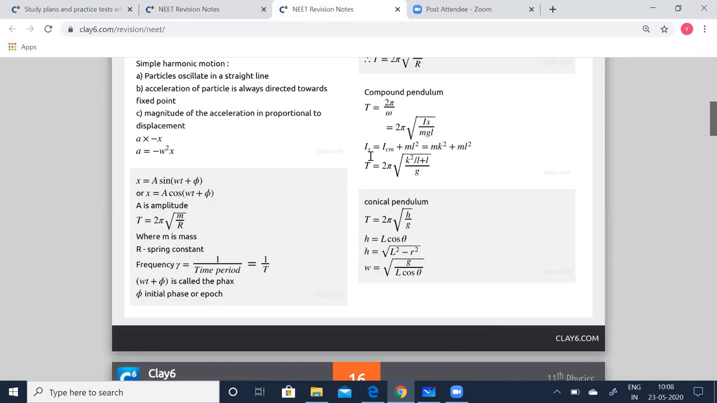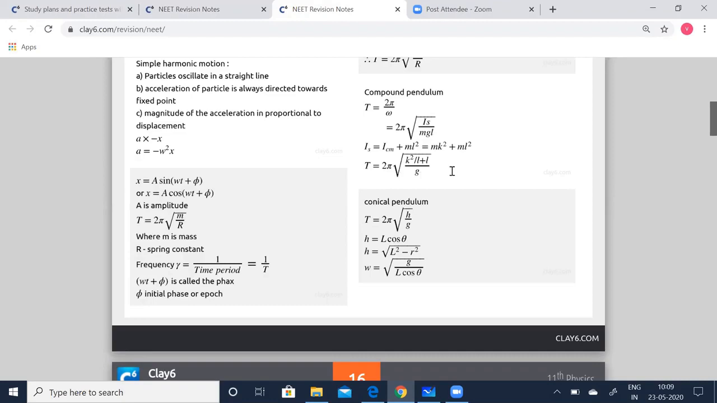So the moment of inertia I is now going to be I_CM, the moment of inertia of the center of mass, plus m l squared, where m stands for mass and l stands for the length. So that is equal to m k squared plus m l squared. So T is equal to 2 pi root of (k squared by l plus l) by g.